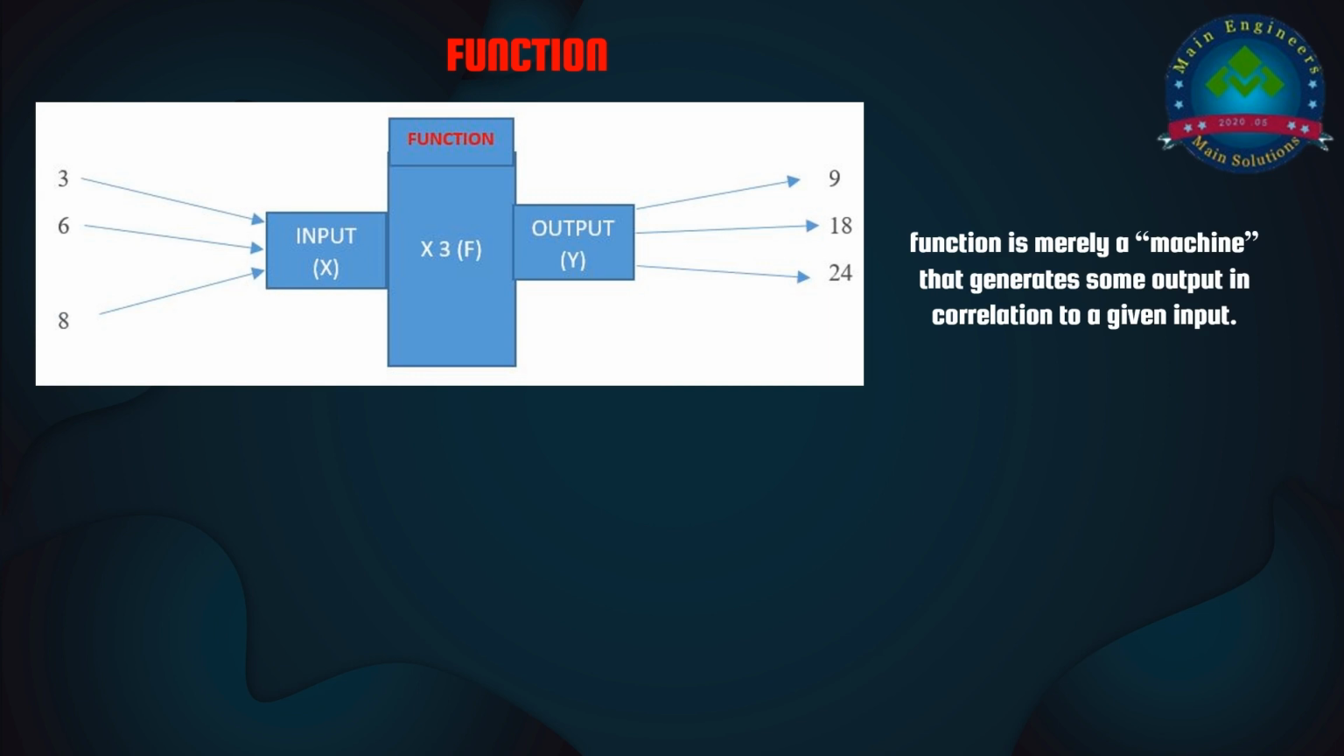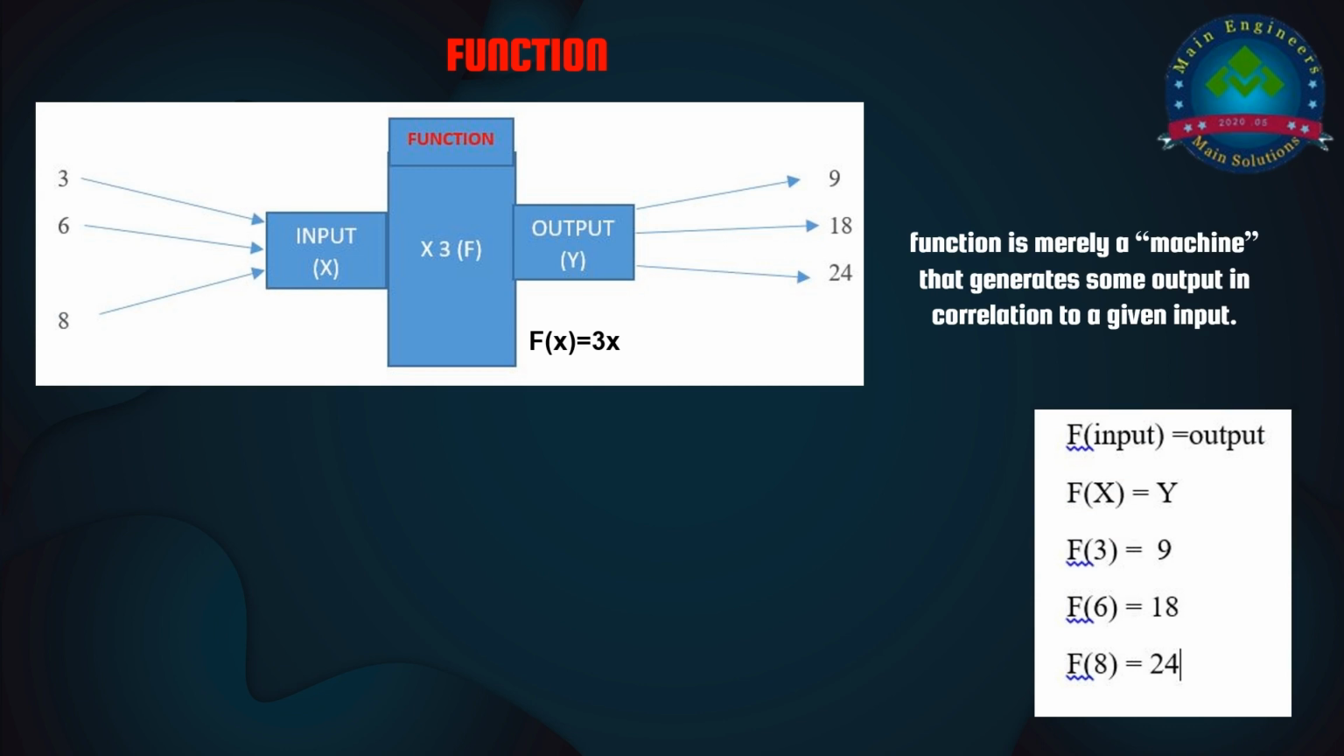So let's provide the input 3, and our machine will give us output 9. Similarly, if we provide the input 6, our machine will give output 18. In the same way, our machine will provide the output 24 for input 8. So what the machine is doing here is the same thing the function does. That's why we say function is merely a machine that generates some output in correlation to a given input.